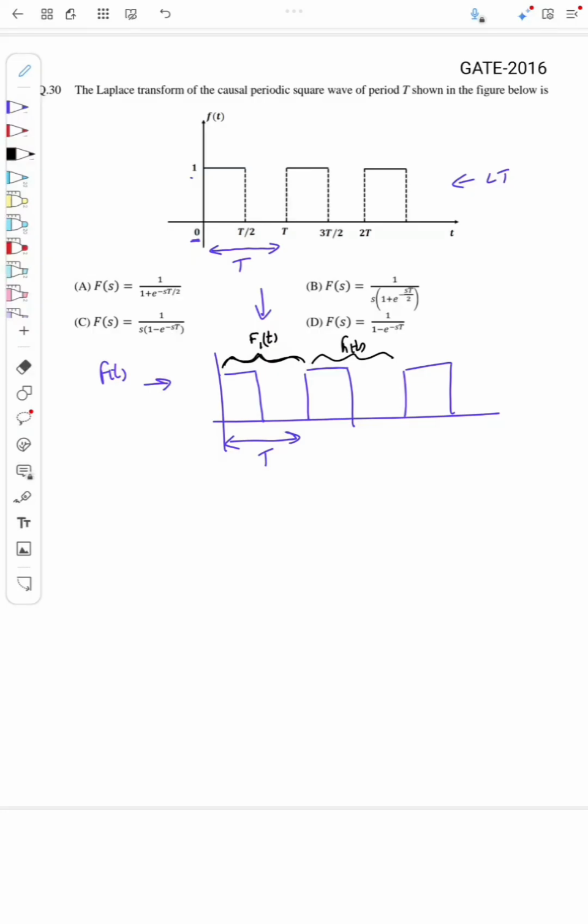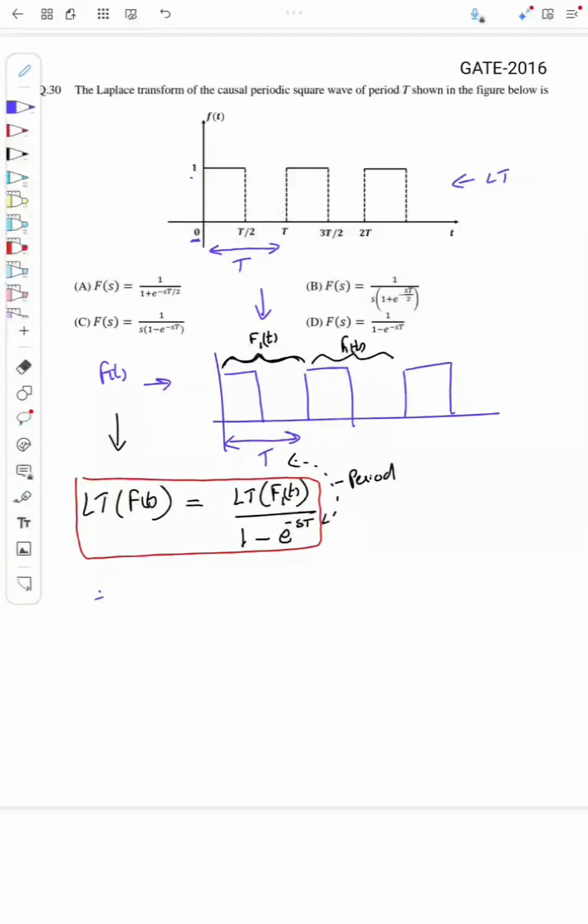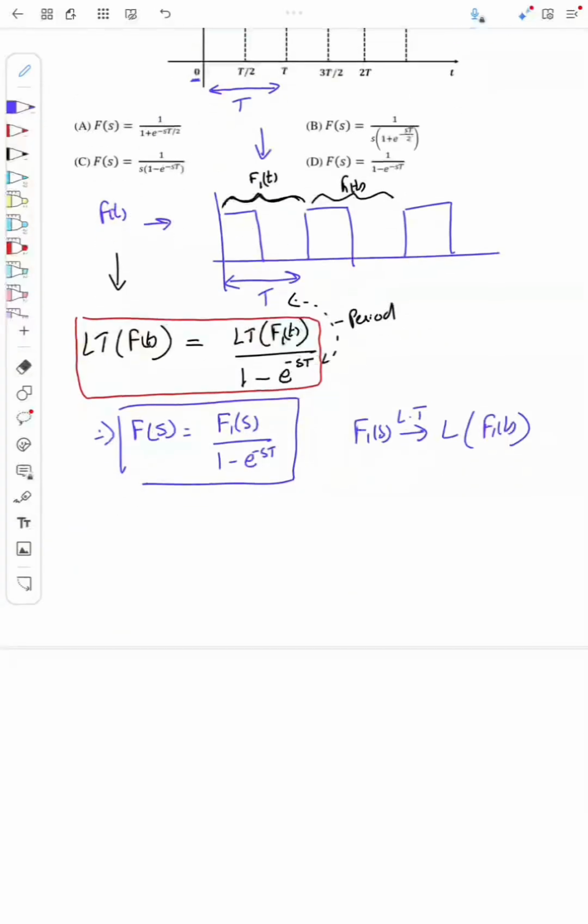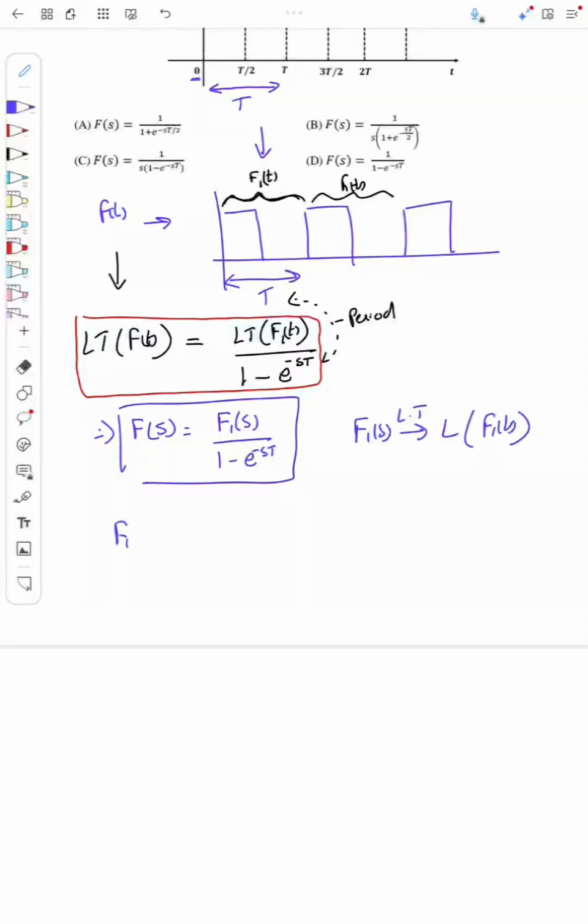Then the Laplace transform of this function f(t) is given as the Laplace transform of f1(t), divided by 1 minus e power minus sT, where T is the period. So this is the Laplace transform of a periodic signal: F(s) is equal to F1(s) by 1 minus e power minus sT, where F1(s) is the Laplace transform of f1(t). So what we need to do is just find F1(s).